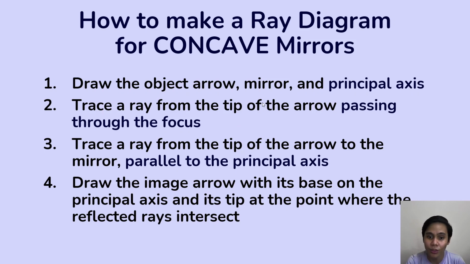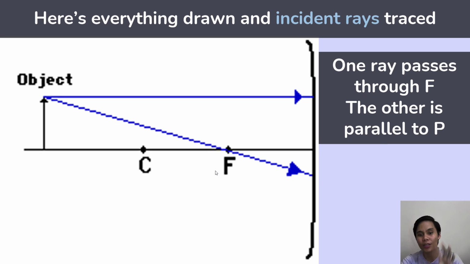So in step number 2, you trace a ray from the tip of the arrow passing through the focus first. Step number 3, you trace a ray from the tip of the arrow parallel to the principal axis. And then step number 4 is basically just trying to draw an image arrow based on where the reflected rays intersect. Now we're gonna go through this one by one, as well as the rules earlier.